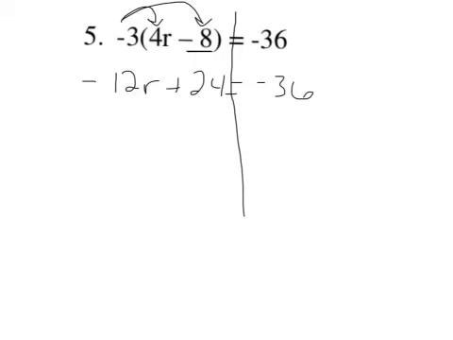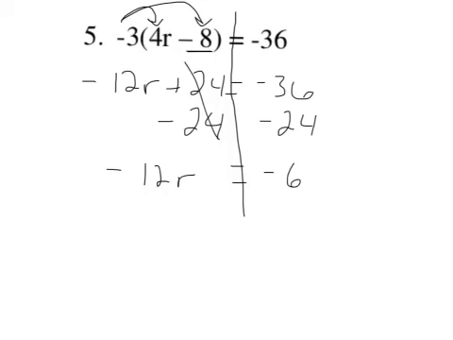So once I've distributed, I see if I can combine any terms. And these are both different, right? This one has an r and this one doesn't, so I won't be able to combine those. Next, I would do the opposite operations to get rid of the numbers. I want to get them away from the variable. So we will subtract 24 from both sides of the equation. Negative 12r is left on this side, and that equals negative 60.